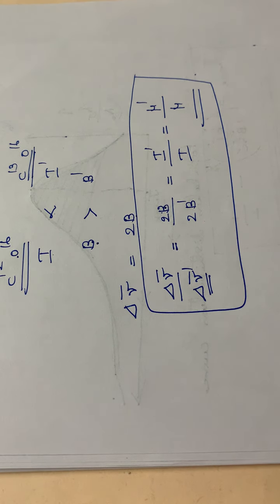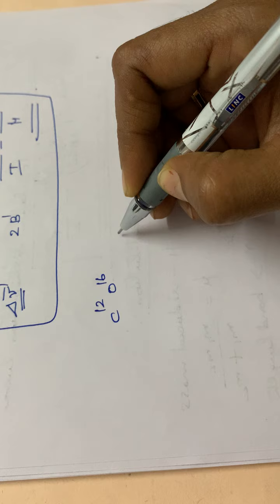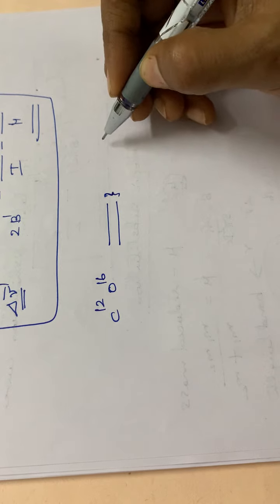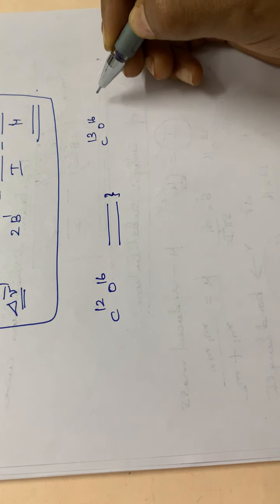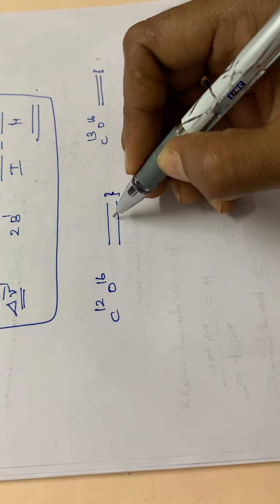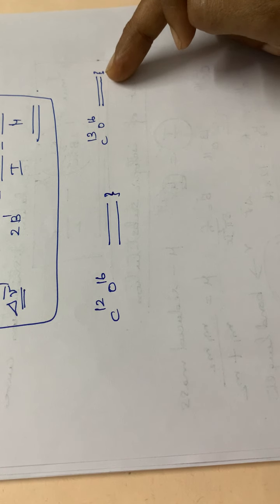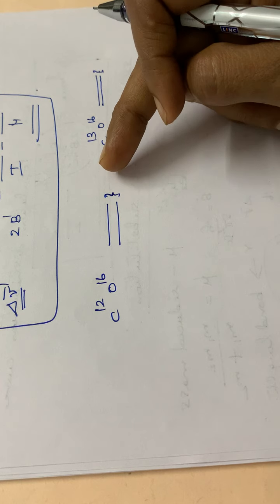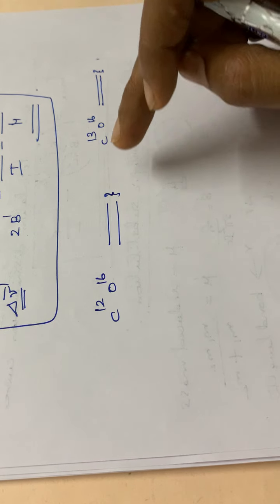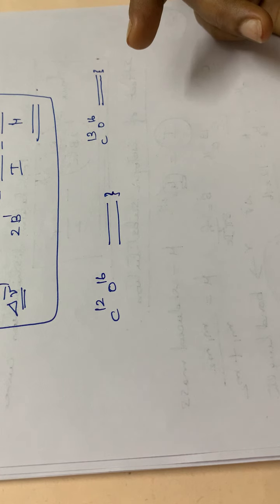So the lines will be like this. That is, for C12O16 the line spacing will be a little bit greater. That is, this spacing will be greater for C12O16. In the case of C13O16, it will be somewhat lesser when comparing these two. So this is the effect of isotopic substitution on the molecule, and this line spacing is different in both cases because of the difference in their reduced masses. Are you clear?